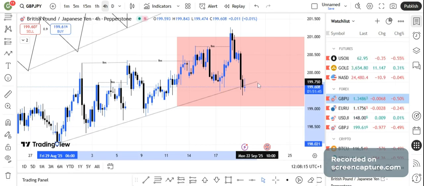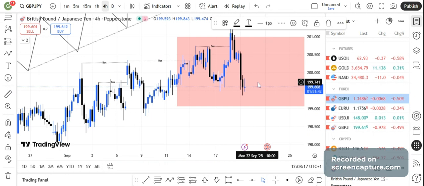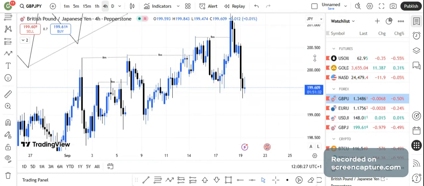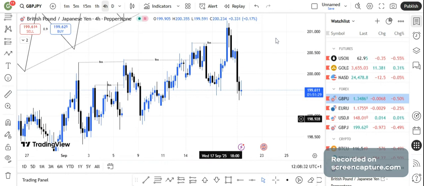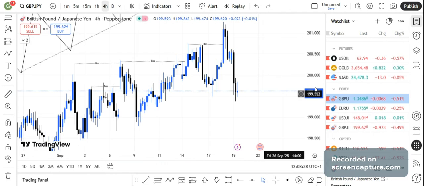So I'm going to cancel the trend line. I don't need that now. And I'm going to cancel this too. I don't need that now. Now, as price is currently, the next thing I'm going to do, I'm going to mark some zones.